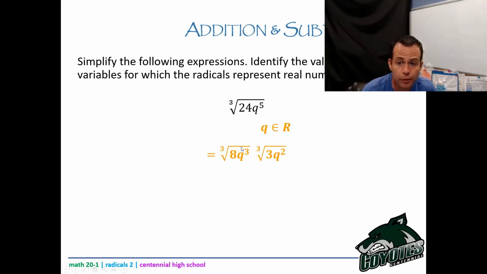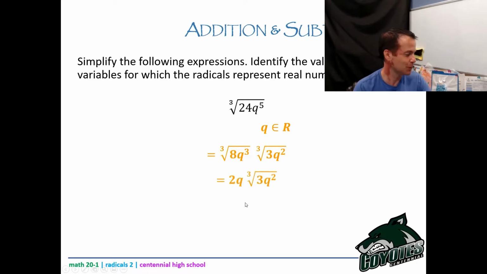Now, I know the cubed root of 8q cubed. That's very hard to say. And that's going to be 2q. So I've got 2q cubed root of 3q squared.